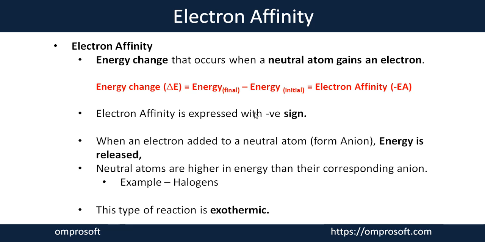Such neutral atoms which gain an electron have a greater amount of energy in the initial stage. When they gain an electron and convert themselves into a negative ion, an anion, their energy value becomes less. This energy change between the initial stage and the final stage is nothing but electron affinity.